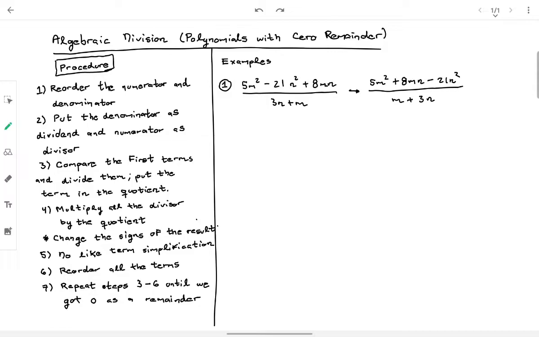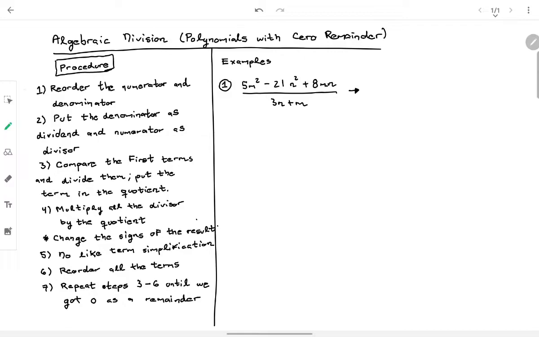Step number 5 says do the like term simplification. Step number 6 says reorder all the terms. And step number 7 is repeat steps 3 to 6 until we get 0 as a remainder. So in this case, we will see what we need to do here. If we got this specific exercise, the first step we need to do is reorder it.